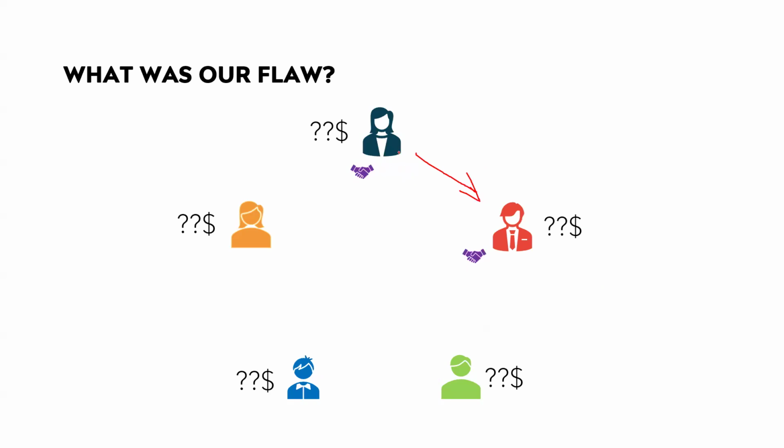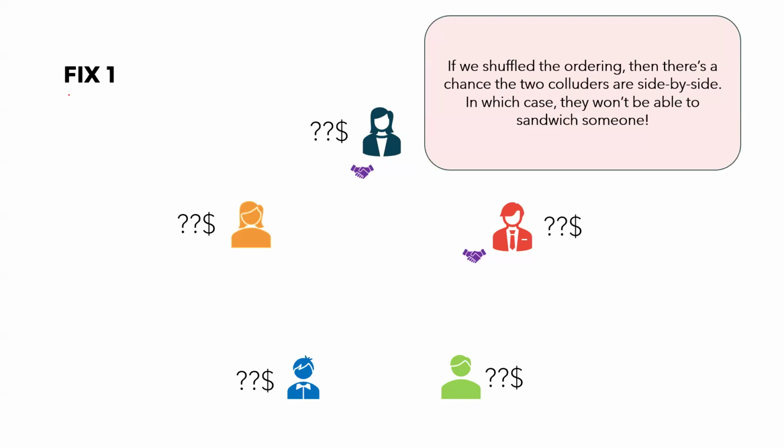But maybe the point is that if we don't know who are the colluders and who are not, we can't say when exactly that's going to happen, right? We can't just run the protocol and say, okay, I trust you, but I don't trust you, so the two of you sit together. We can't really do that. But one nice thing we can do is basically shuffle them, right? So here's fix one. Let's just shuffle the participants, right? This way, if there are two colluders, there's a chance they're now side by side, in which case they won't be able to sandwich anyone.